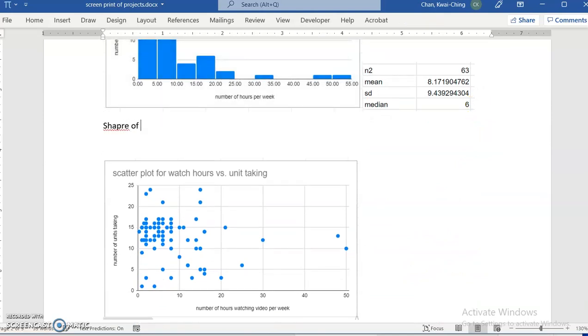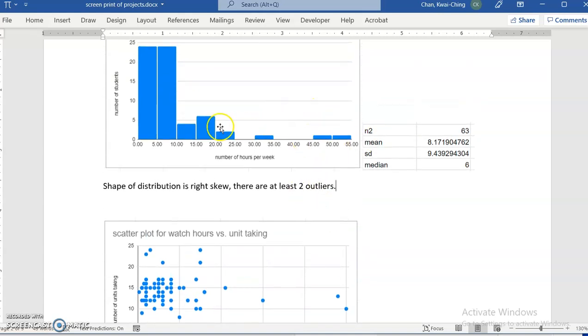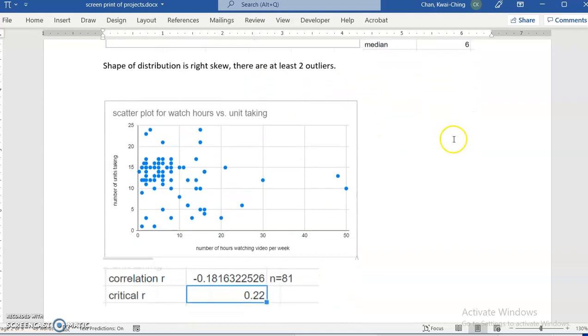So here, the shape of distribution is right skewed. There's at least 2 outliers, right? So there's 2 over here. We can actually check it by running a modified box plot, but I think you can visually see that these 2 are extremely high.